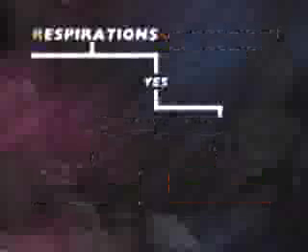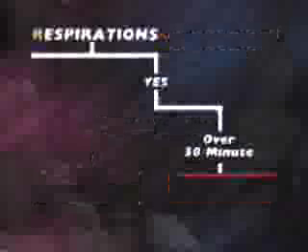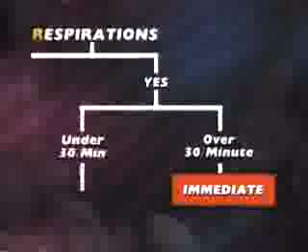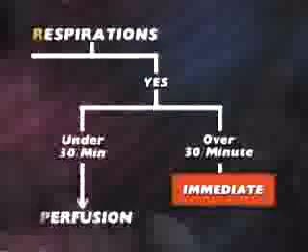Patients who are breathing at a rate of more than 30 respirations per minute are categorized immediate and no further assessment is done. If the patient's respiration is slower than 30 respirations per minute, proceed to the second assessment, perfusion.